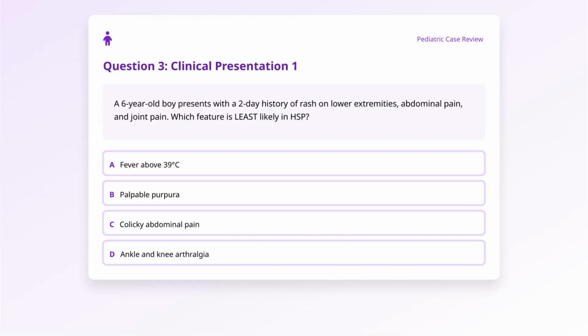A 6-year-old boy presents with a 2-day history of rash on lower extremities, abdominal pain, and joint pain. Which feature is least likely in Henoch Schönlein Purpura? A. Fever above 39 degrees Celsius. B. Palpable purpura. C. Colicky abdominal pain. D. Ankle and knee arthralgia.